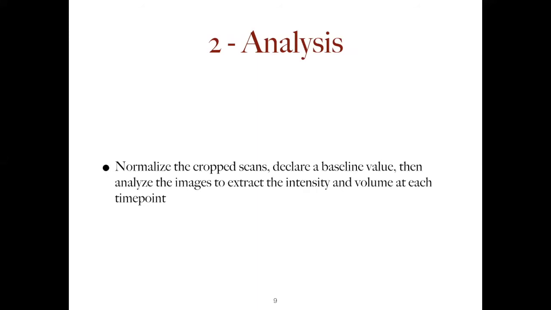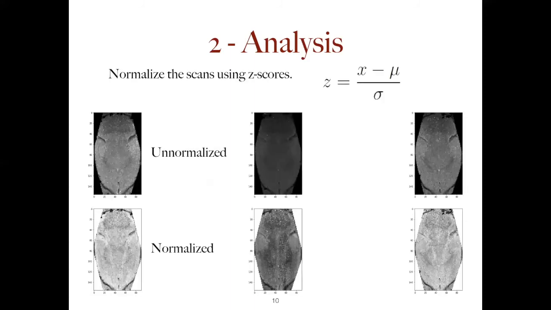We first have to normalize the scans, then find a baseline value, and finally extract the intensity and volume at each time point. To normalize the values, I converted each pixel to its z-score for the entire time point, so all time scans from one point are normalized together. Then I multiplied the values by the mean so that values aren't too small and close together. In these plots, you can see the effect of the normalization.